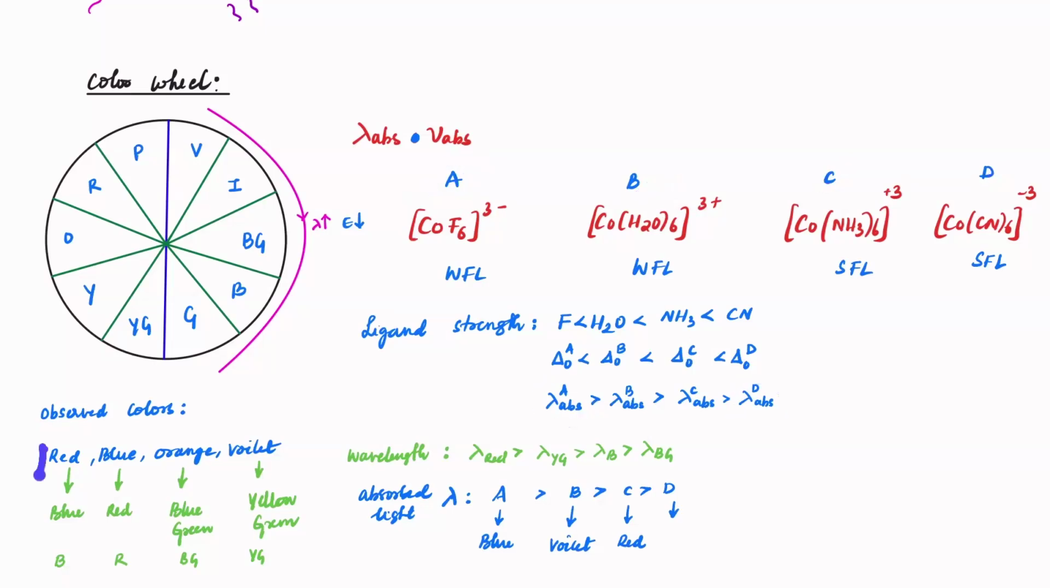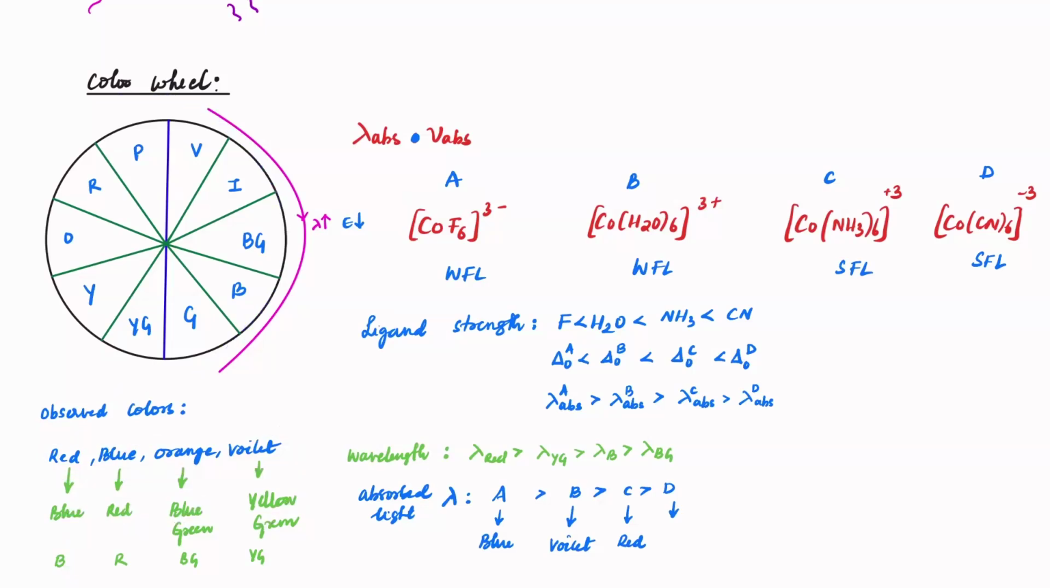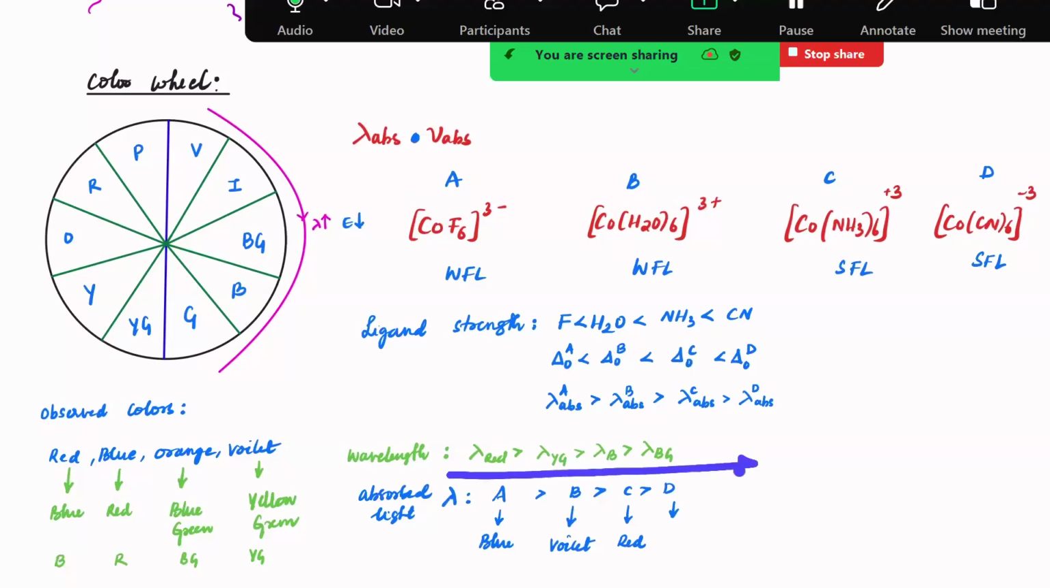So now write the absorbed colors for these complementary colors. Absorbed colors are blue, red, blue, green, yellow, green. That is as per the color wheel. Now arrange them in their increasing or decreasing wavelength. So this is their decreasing wavelength order.